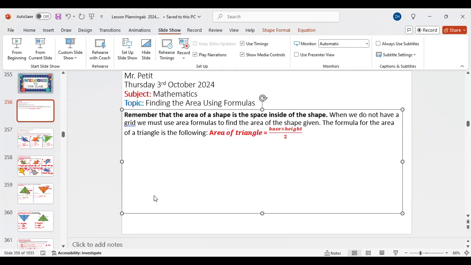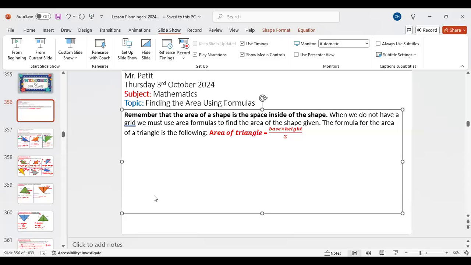Xavier, what's going to be the formula for the area of a triangle? Xavier Miller. It's base times height divided by 2. Base times height divided by 2.